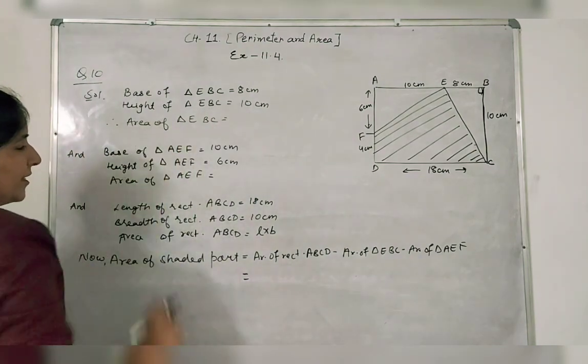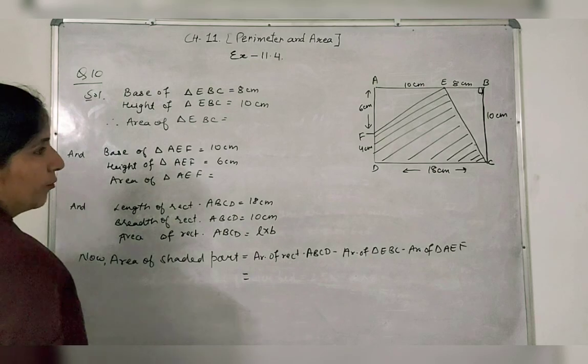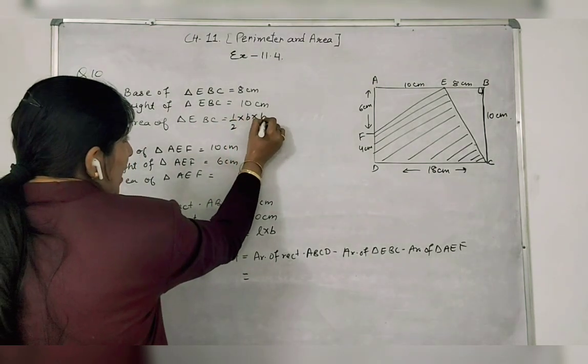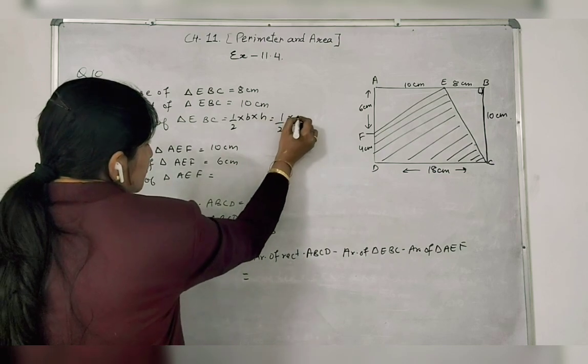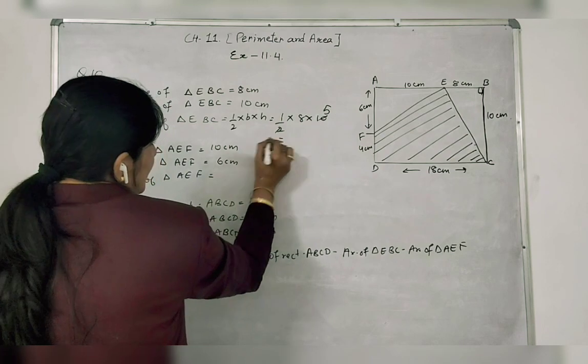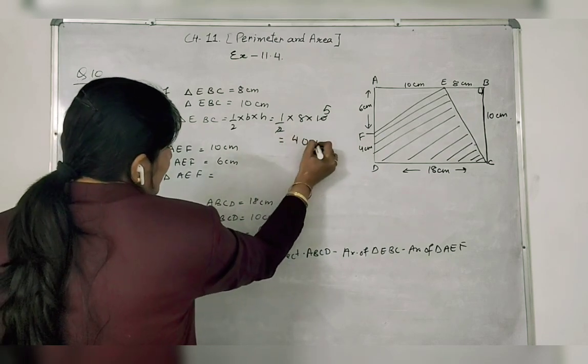Now for finding the area of the triangle, what do we require? We require base and height, and the formula is half into base into height. So we can use this formula and we can reach its area, that is 40 centimeter square.